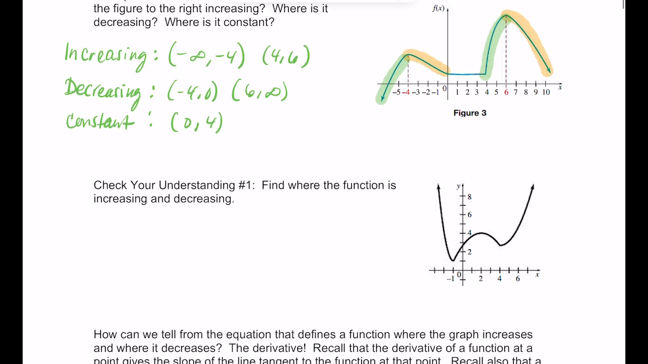Please pause the video and try the next problem on your own, and then you can unpause when you're ready to move on.